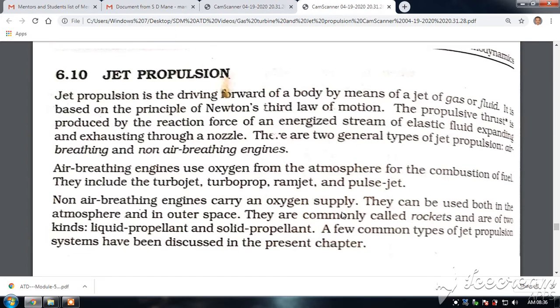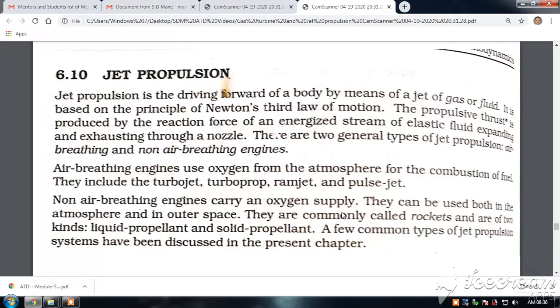Non-air breathing engines carry an oxygen supply. So when the rockets go beyond the atmosphere, there is no air there. So they need to carry their oxygen supply. They can be used both in the atmosphere and in outer spaces. So these type of jet propulsion can be used in atmosphere or beyond in the outer space. They are commonly called rockets and are of two kinds. One is liquid propellant and another is solid propellant. So depending on the propellant, that is a fuel, whether it is a solid fuel or liquid fuel, we call them as solid propellant and liquid propellant.